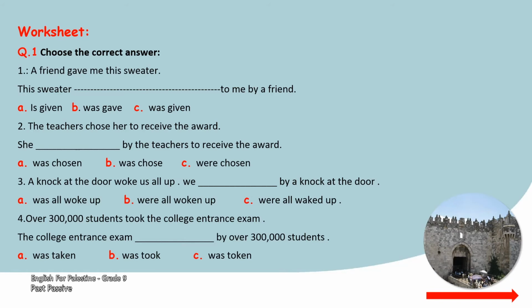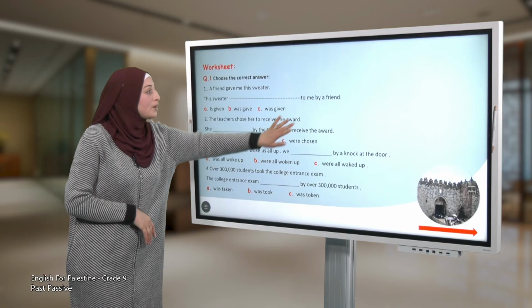Number 3, a knock at the door woke us all up. So, the passive: we was all woke up, or we're all woken up, or we're all waked up by a knock at the door. Number 4, over 300,000 students took the college entrance exam. To change it to passive, it will be the college entrance exam was taken, or was took, or was taken by over 300,000 students. This is question number 1.